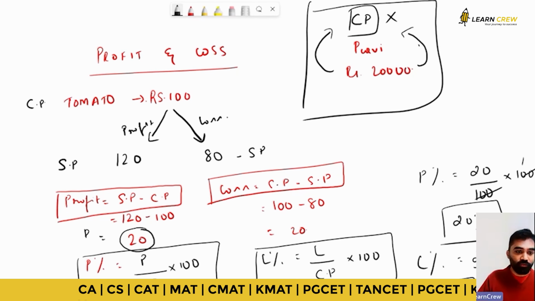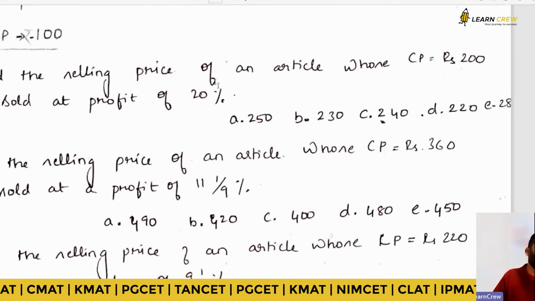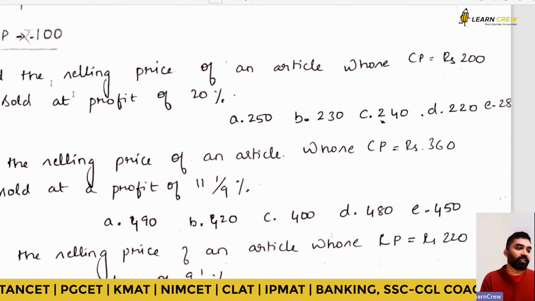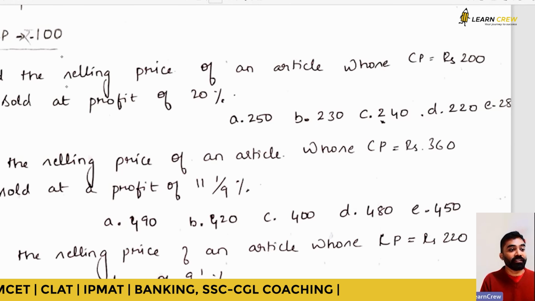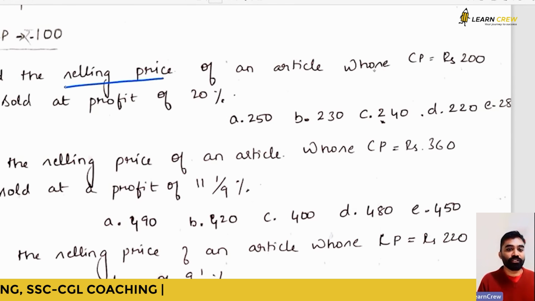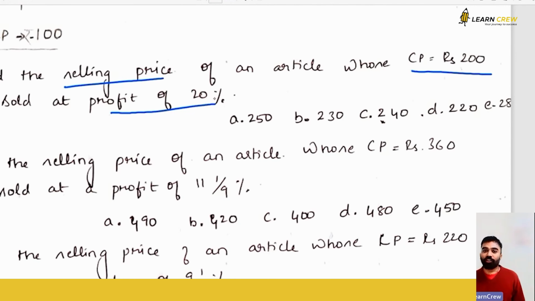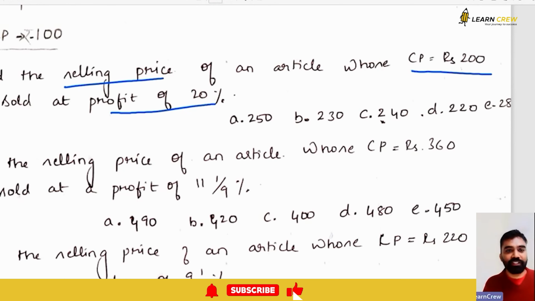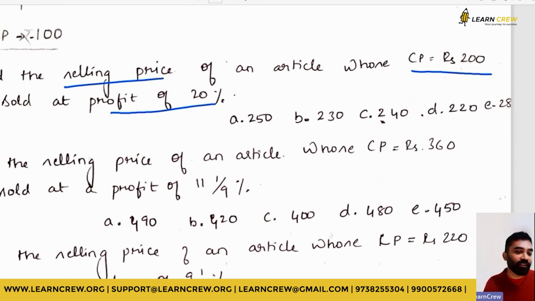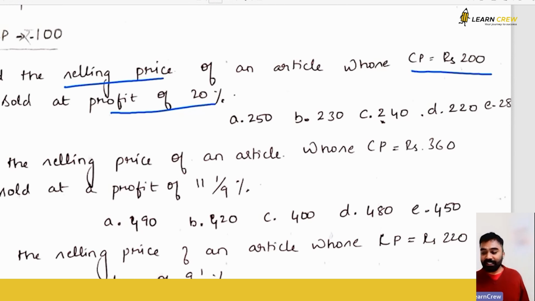Now, first question, let us take it up. The first question asked over here is: find the selling price of an article whose cost price is rupees 200 and sold at a profit of 20%. Now, use your normal method and find me the answer. Whatever methods you have been using in your colleges or schools, use it and find me the answer. You need to find the selling price here.